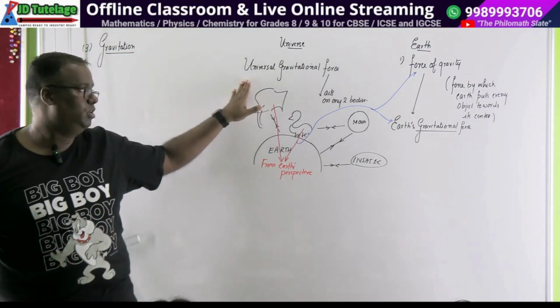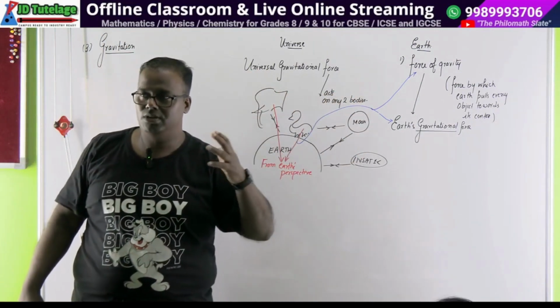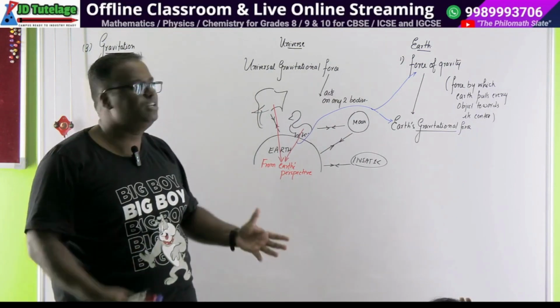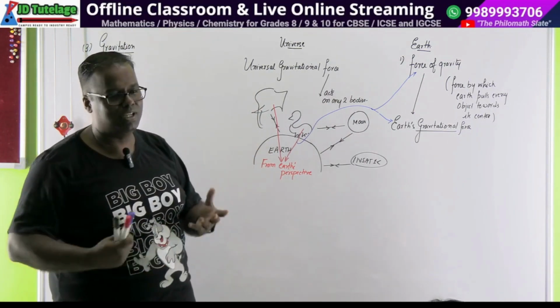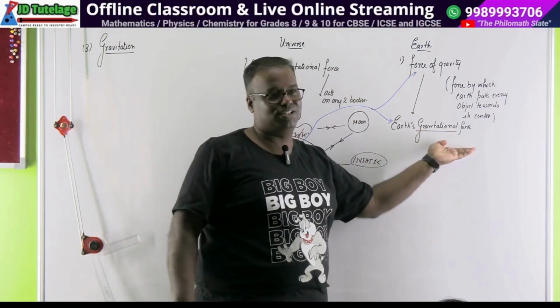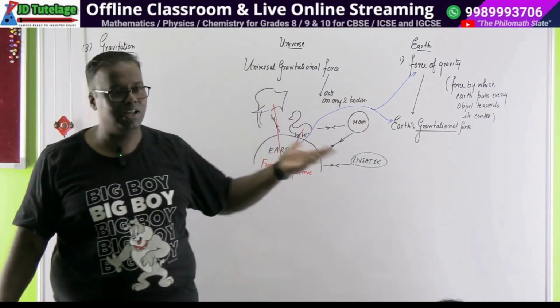What is universal? Gravitational force is there between any two bodies, whether we are on Earth or anywhere. As long as we are on Earth, we study it with a little bit more love because we are selfish. We stay on Earth, so we call it the force of gravity, Earth's gravitational force. The same applies to us, and to the whale too.